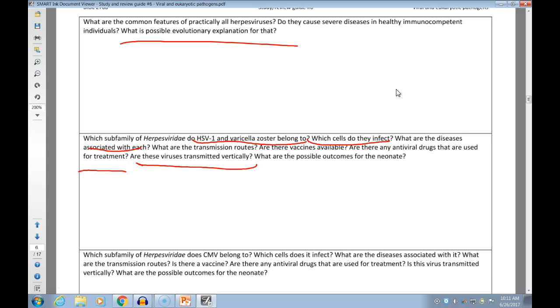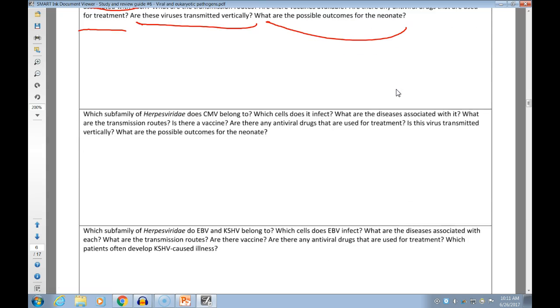Vertically, herpes, yes. Possible outcome for the neonate: horrible. That's all you need to know. Severe neonatal infection. CMV, beta, monocytes. Not really any diseases in immunocompetent patients. In immunocompromised patients, it can cause a variety of diseases from keratitis to hepatitis to pneumonia.